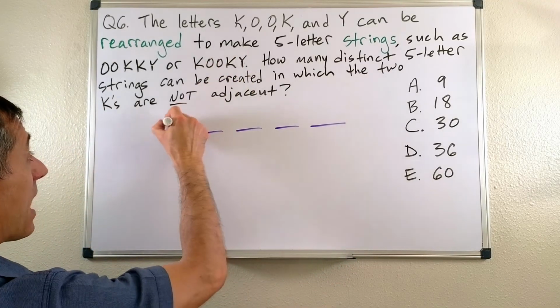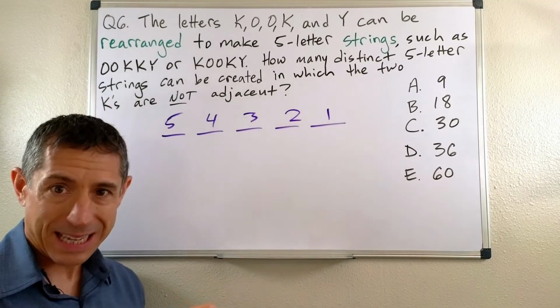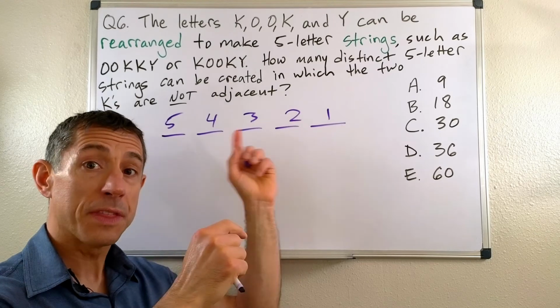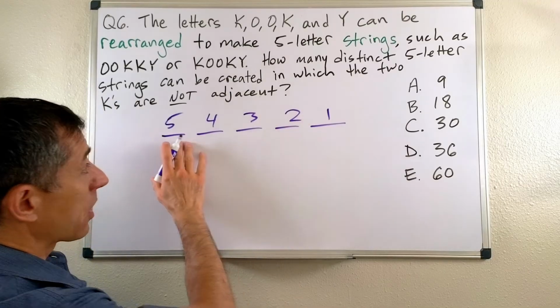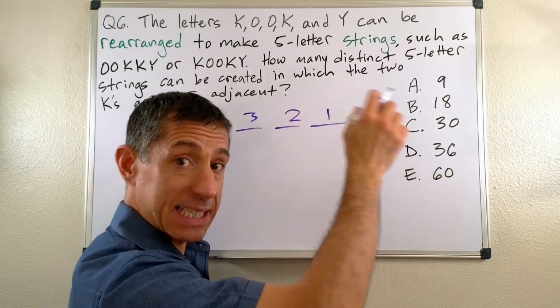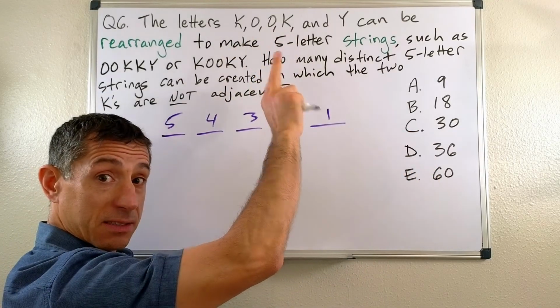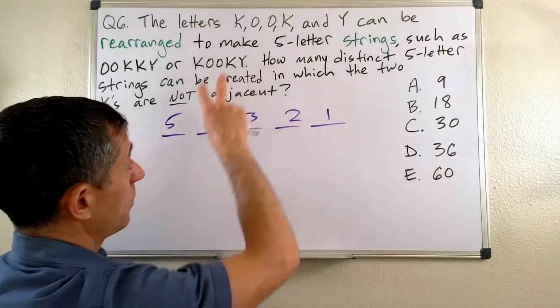So we could just say, all right, well, there's 5 options here, 4 options here, 3 here, 2 here, 1 here. But again, that ignores the redundancy. The K's look identical. The O's look identical. So this part of it's going to be very much like the one we did before. There are 5 times 4 times 3 times 2 total ways to arrange these letters if they were distinct. But because the K's look alike, 2 ways, there's a factor of 2 where you're going to have redundancy. So we can divide by 2.